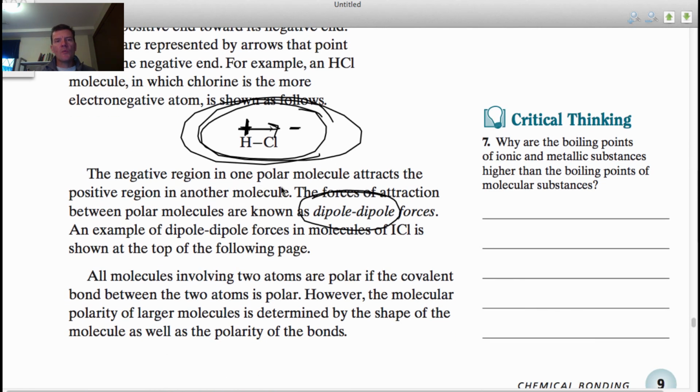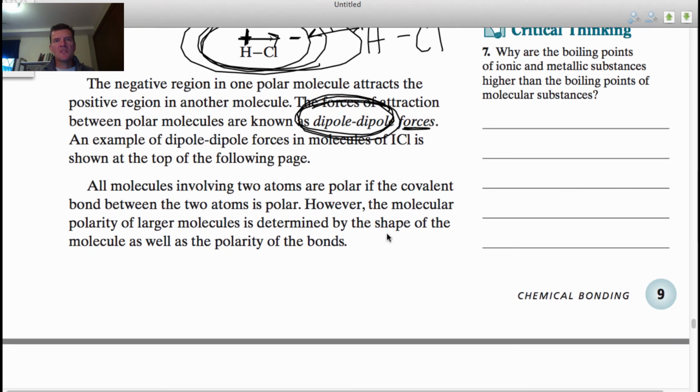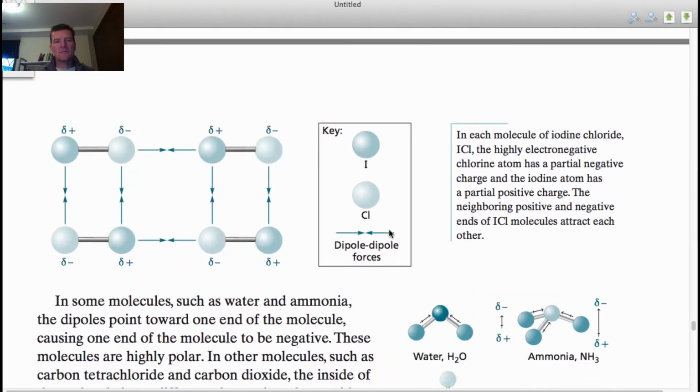So, when we have this dipole come close to another dipole, meaning a dipole molecule, then this positive side of the molecule is attracted to that negative side. And we have a dipole-dipole force. Okay? Dipole-dipole force is holding them close to each other. Okay?